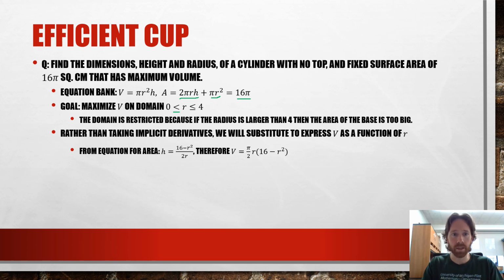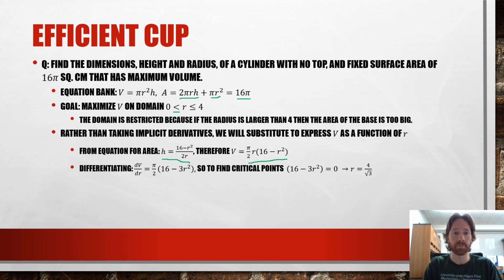Okay, so in a related rates problem, we might take derivatives before doing any substitutions. In this case, I'm going to substitute. I'm going to solve the surface area equation for h. So h is going to be (16 minus r squared) over 2r, and I'll plug that into my volume equation. So now I've got volume as a function of one variable, r. So I want to maximize this function on the domain 0 to 4. Okay, we've gotten rid of the words.